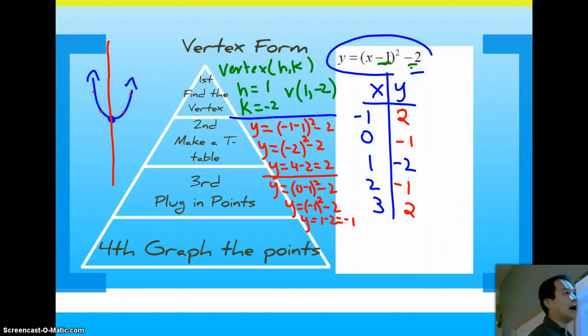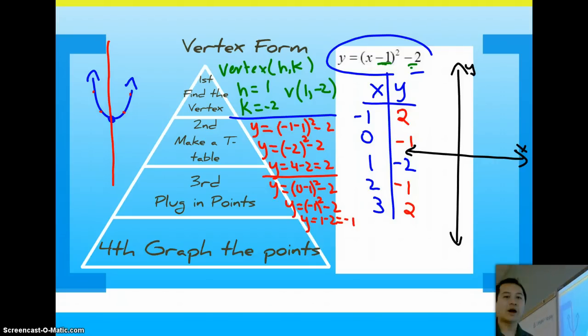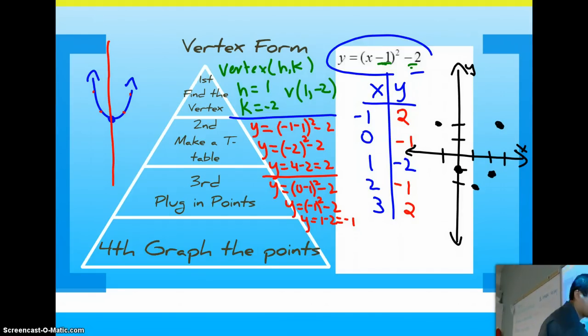Let's graph it real fast. I don't have a graph here, so I have to make my own graph. This is my x, this is my y. Let's graph this. I have to have negative 1, 2, negative 1, 1, 2 right there. 0, negative 1 right here. 1, negative 2 right here. 2, negative 1, and 3, 2. Look at that. Does that look like a parabola to you? Let me make it a different color so you can see a little bit better. Does that look like a parabola to you? It kind of does, and it goes up.